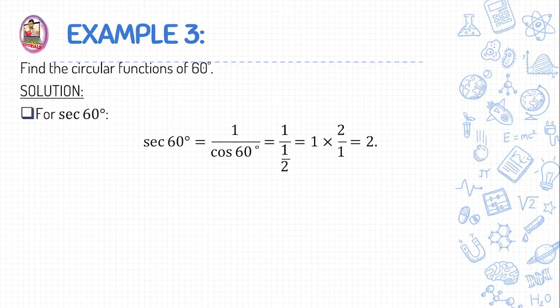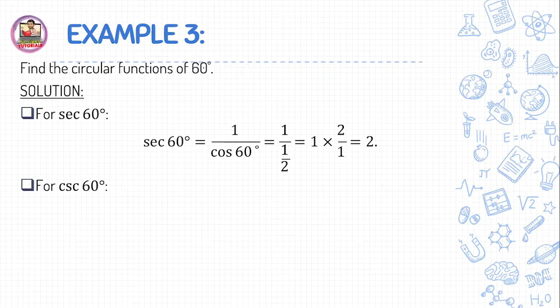For secant 60 degrees, we have secant 60 degrees is equal to 1 all over cosine 60 degrees. We know that cosine 60 is 1/2. So 1 divided by a fraction will be multiplication, and for the divisor, we get the reciprocal. So 1 times 2 all over 1 is equivalent to 2. Secant 60 degrees is equivalent to 2.